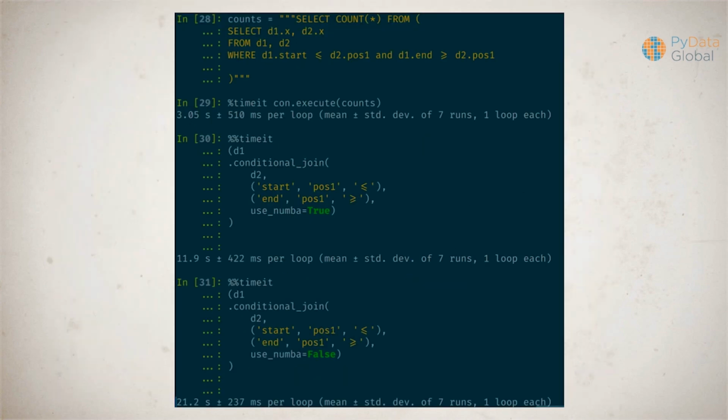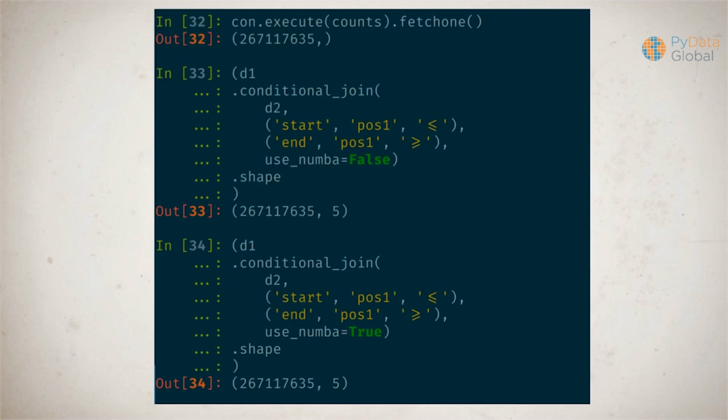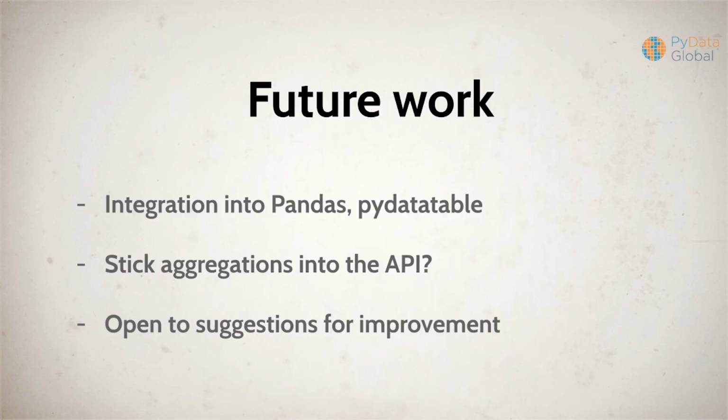And then I decided to go crazy and say, let's take out the equi join and see how far the program can push itself. When you run it with DuckDB, you get 3 seconds. When you run it with Numba, with the conditional join, you get 12 seconds. When you run it without Numba, you get 21 seconds. Check the number of rows: it's about 267 million rows. Again, the idea is that conditional join offers you an efficient way within Pandas to get results for inequality joins.